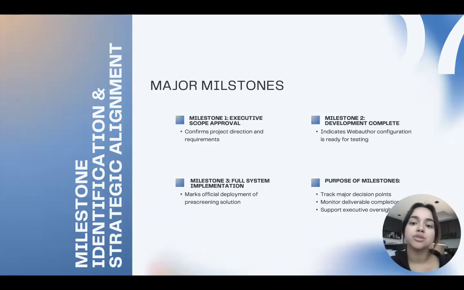3 major milestones were included in the schedule. The first milestone, executive scope approval, confirms that project requirements and directions are approved. The second milestone, development complete, marks when the WebAuthor configuration is ready for testing. Finally, the full system implementation represents official deployment of the pre-screening solution. These milestones help track major deliverables, decision points, and executive oversight throughout the project.